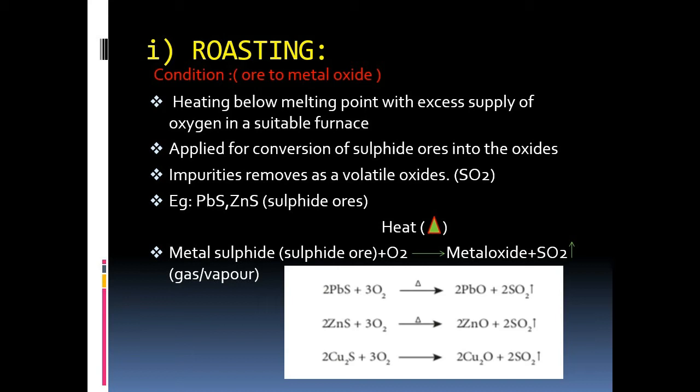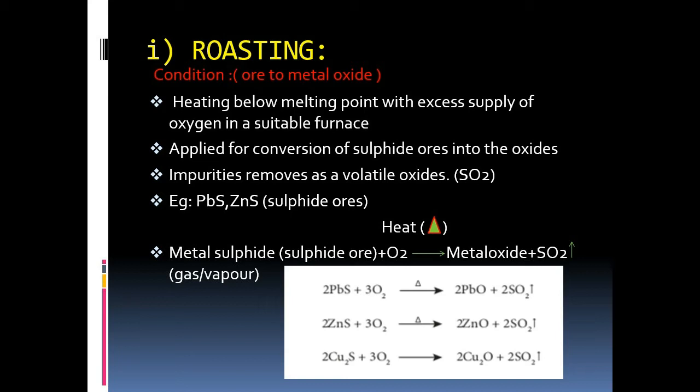Look at the equation here. We have taken galena PbS, along with that it reacts with the oxygen 3O2, and we are heating. Here this triangle represents a heating process. So heat பண்ணும்போது lead oxide மாறுது, means it converts into metal oxide, along with that 2SO2 removes as a sulfur dioxide. It's a volatile gas.